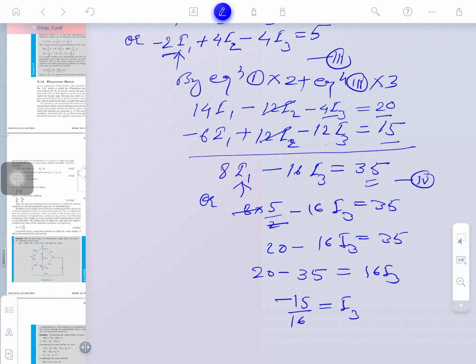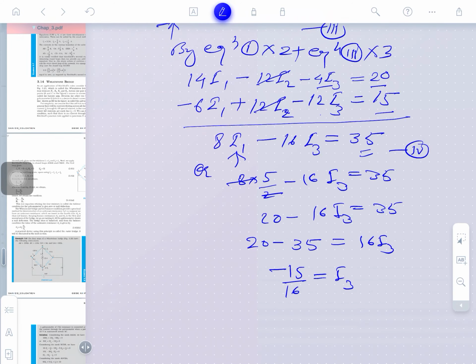So 5 by 2 we put here in place of I1. It's 4 coming. 4 5s are 20 is coming here, and 16 is to be transferred here. I3. And what the difference is coming? 15 by 16 is coming here.